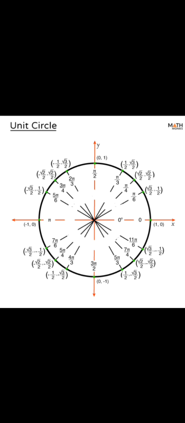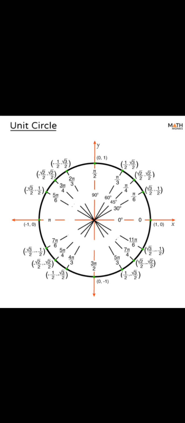So here we have pi over 6. 180 divided by 6 is 30. Here we have pi over 4. So 180 divided by 4, that's 45. And this is pi over 3. 180 divided by 3 is 60. This is pi over 2. 180 divided by 2 is 90.